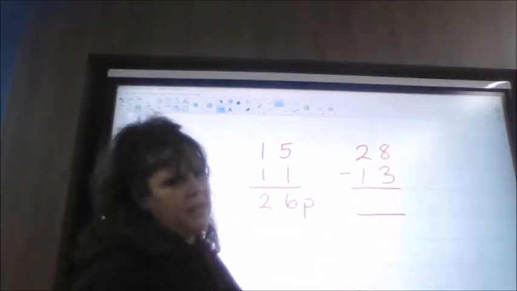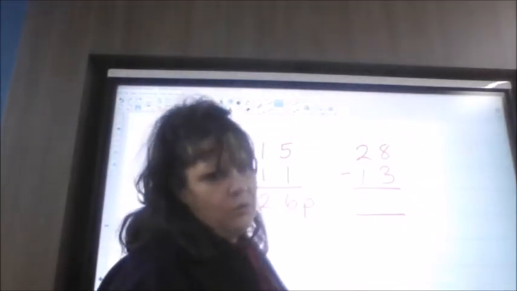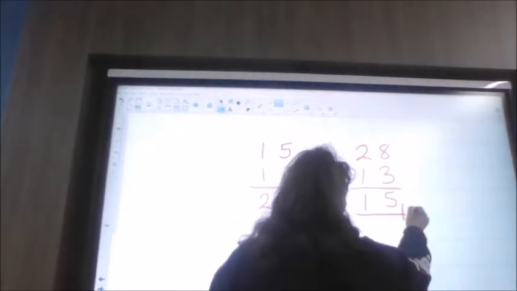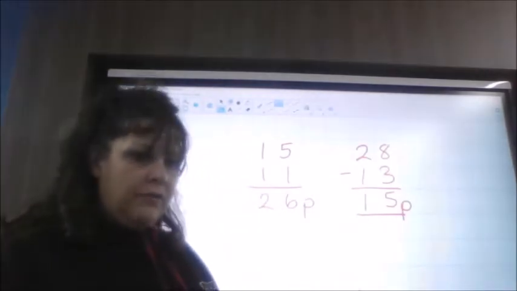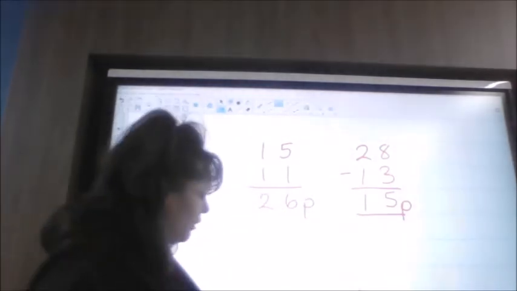Okay, so for example, you've got 28p take away 13p, and some of these, you'll be able to do in your head. I'm just showing you a method that you can double check and know that you've got it right. So 8 take away 3 is 5, 2 take away 1 is 1. So, 28 take away 13, 15p. Right, the bottom one, you've got to work out how much change you get from a pound. How much change you get from a pound.